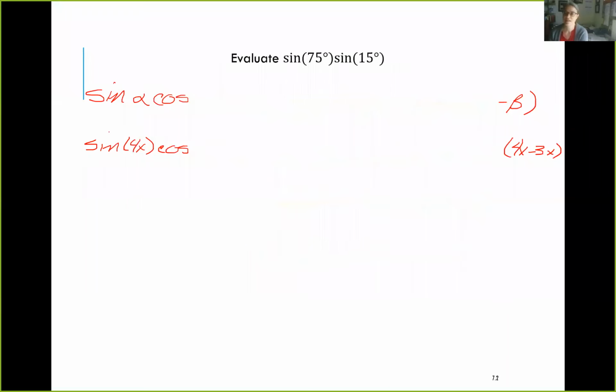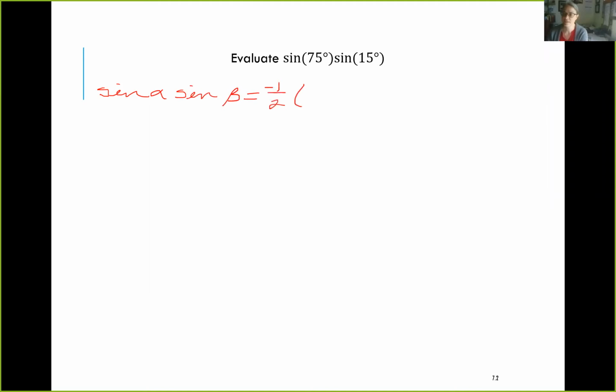Here's another. Suppose we want the exact, so not calculator, value of sine 75 degrees times sine 15 degrees. All right, so let's use our identity. This says that the sine of one angle multiplied by the sine of another angle is equal to negative 1/2 times the cosine of the sum of the angles minus the cosine of the difference of the angles.